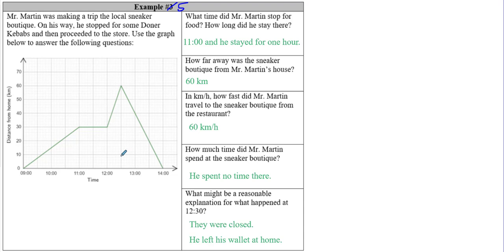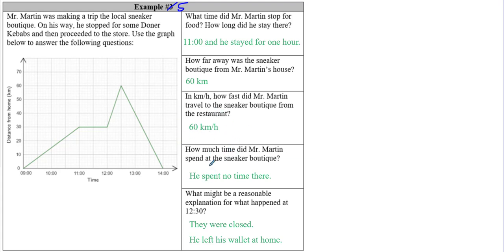So if he went 30 kilometers in 30 minutes, but I'm looking for kilometers per hour, I would need another 30 minutes, right? So if I had another 30 minutes at 30 kilometers, that would give me 60 kilometers in 60 minutes, meaning 60 kilometers per hour, okay? Which is faster than you can drive on base.